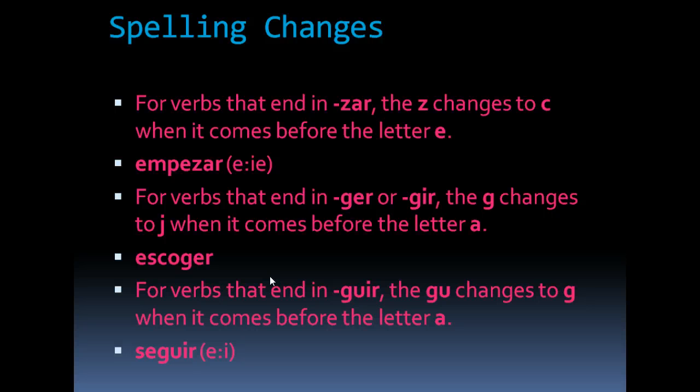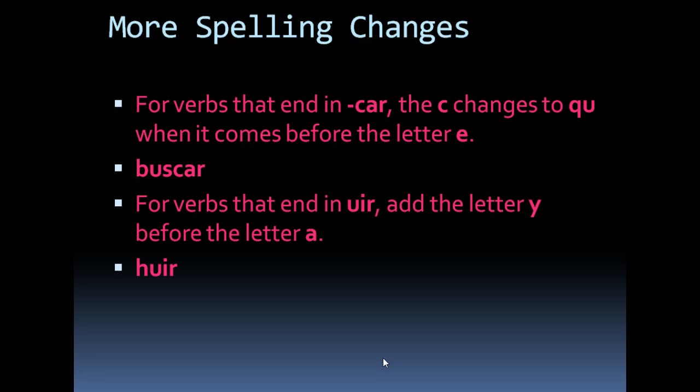This is all to maintain the sound of the original verb, because you're going to say, why do we have to do these spelling changes? Let's look at seguir. All right, the GU changes to G when it comes before the letter A. Seguir, sigo. You're maintaining the original sound of the verb. Buscar becomes busque, busques. Right? Because what would happen if you left the C in there? It would become buse, buses. It would sound funny. The spelling changes maintain the original sound of the verb. Huir changes to Y. Huye, huyes. Okay, muy bien.